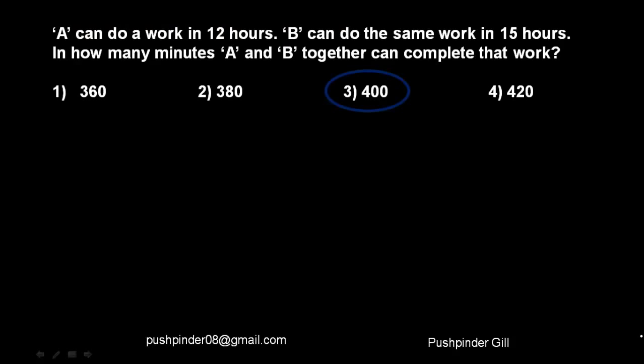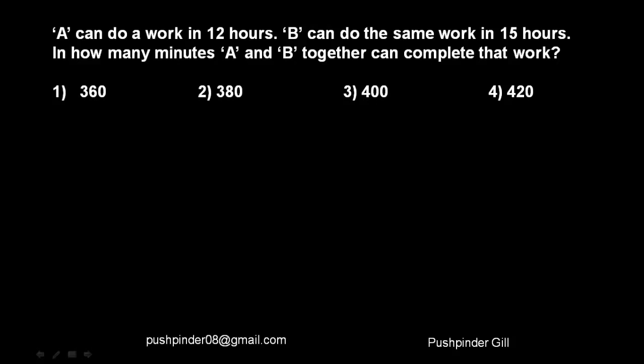Let's move further. A can do a work in 12 hours, B can do the same work in 15 hours. In how many minutes can A and B together complete that work? Now I know that the previous approach is pretty simple, 15 into 12 by 15 plus 12. Okay, let's keep that aside and let's use the other approach over here.